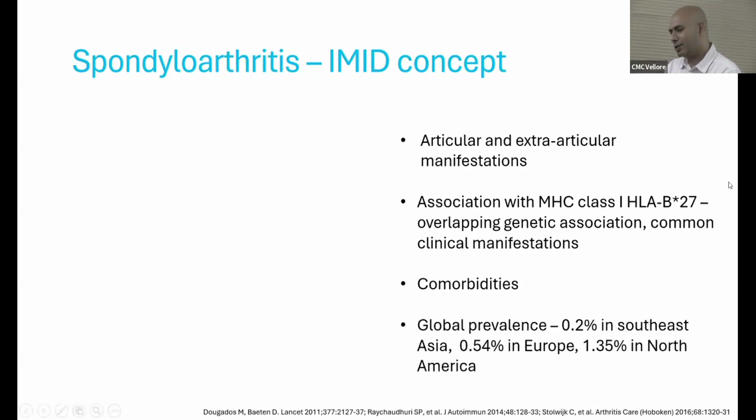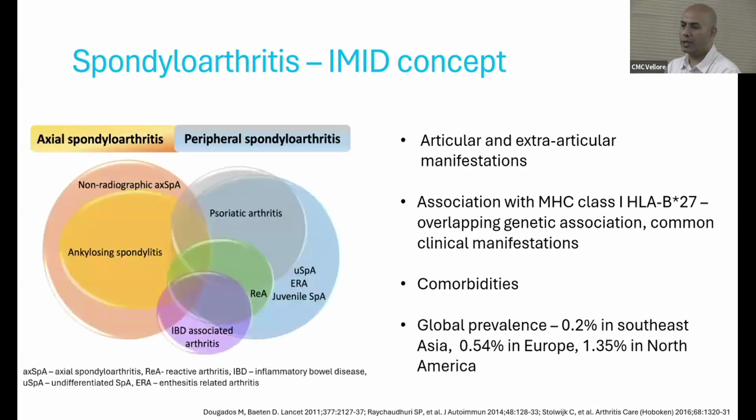Global prevalence is kind of sketchy because we don't have many studies; at least there were not many studies previously. And the other thing is, this terminology keeps changing, so I don't know where to put each of these currently. Broadly, we can classify spondyloarthritis as axial and peripheral.